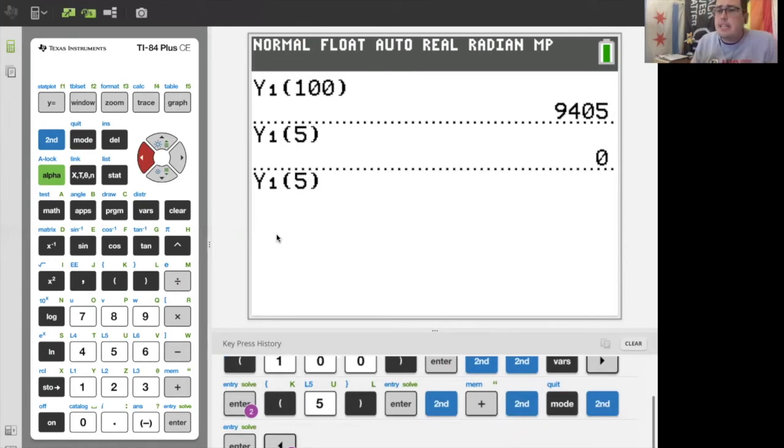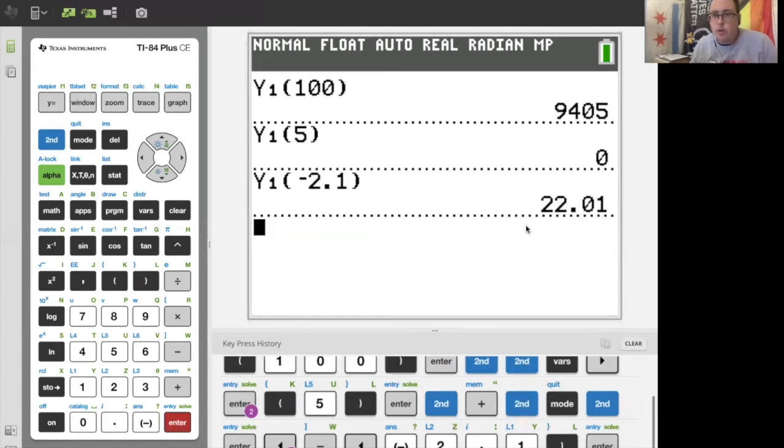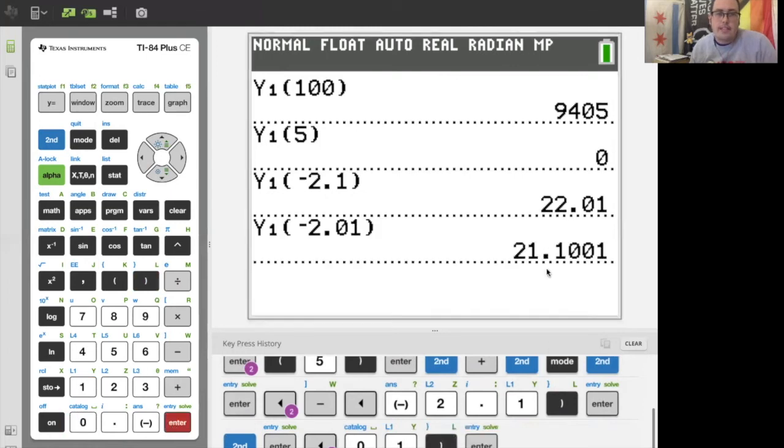And the reason why I'm doing it this way is because it's going to show me more decimal places. And so I'm going to put in -2.1, close those parentheses, and that tells me 22.01, and there's no decimals after that. If I hit second and entry, it's going to bring that up again. Let's try -2.01, close the parentheses. Well, that's going to be 21.1001. That's already more than they showed in the table that they made for us.